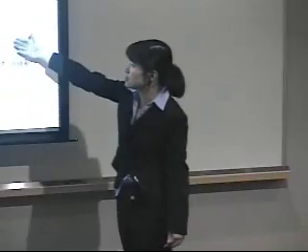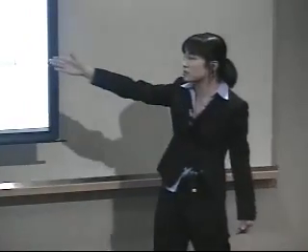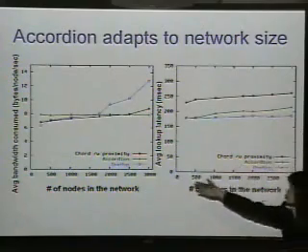So if you look at the latency here, it approximates one hop when the size of the system is small, and the latency grows as the system grows because it's trying to keep the bandwidth consumption constant. It's going to approach Chord.